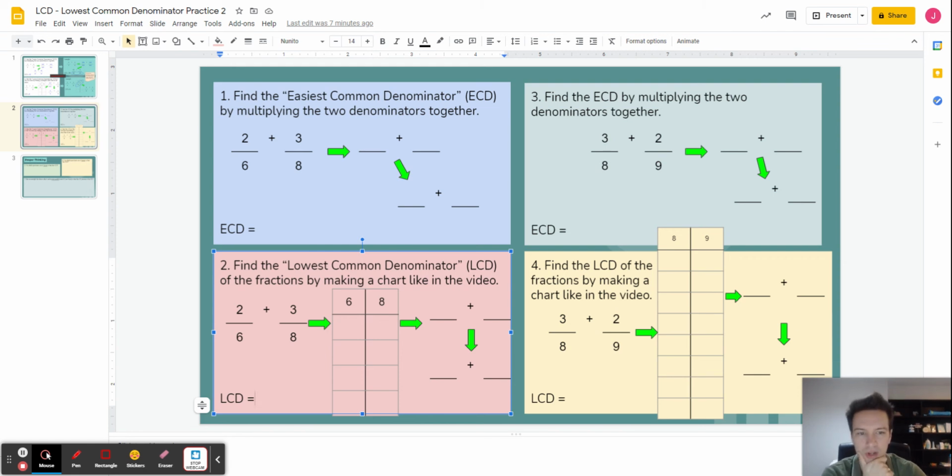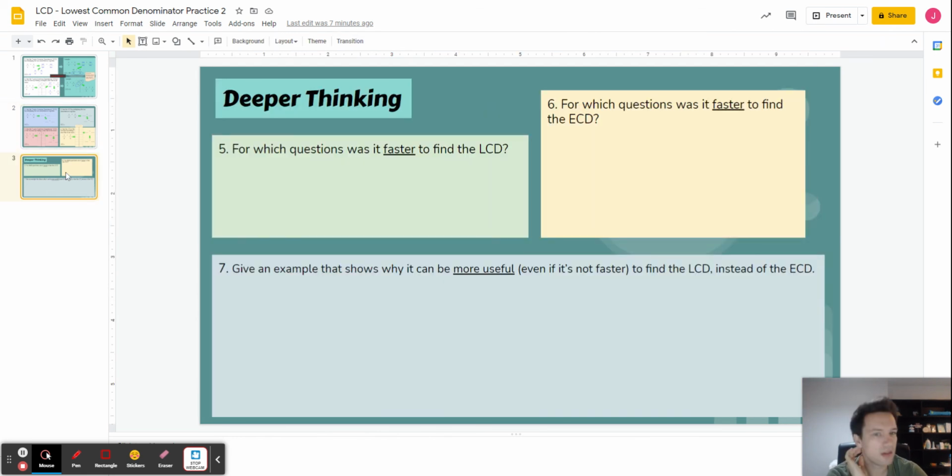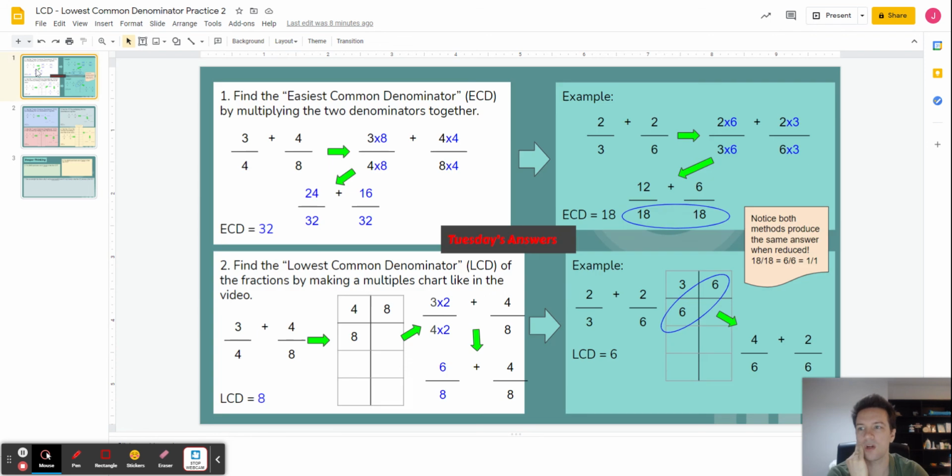All right, so give it a shot. Show us you know how to follow these steps and find the ECD and the LCD. And then we've just got some deeper thinking questions for you. Now I want you to think a little bit about why it might be more useful to find the LCD.